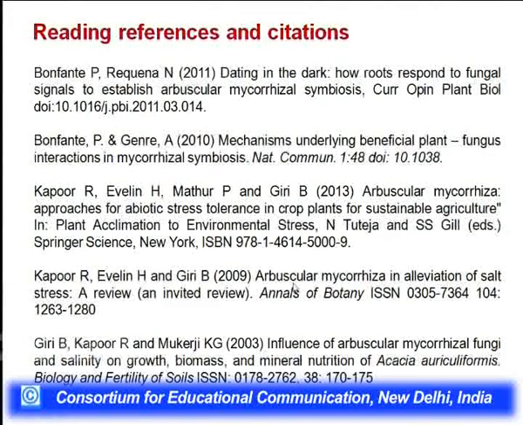Another review paper was published in another journal, Annals of Botany. The title of the paper is Arbuscular Mycorrhiza in Alleviation of Salt Stress. And another paper related to mineral nutrition uptake is Influence of Arbuscular Mycorrhizal Fungi and Salinity on Growth, Biomass and Mineral Nutrition of Acacia auriculiformis. You can read these papers for your further knowledge.